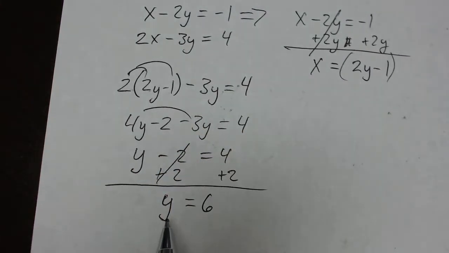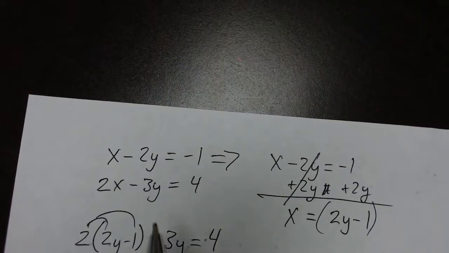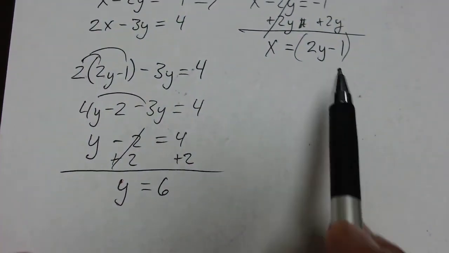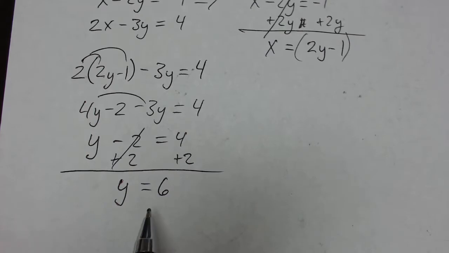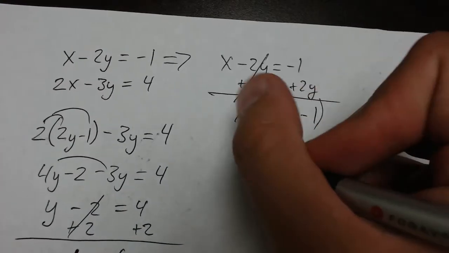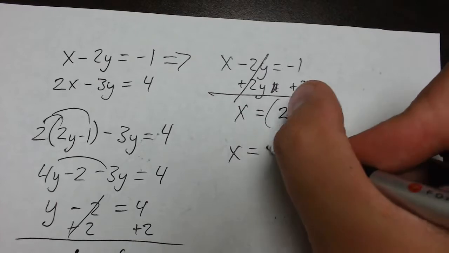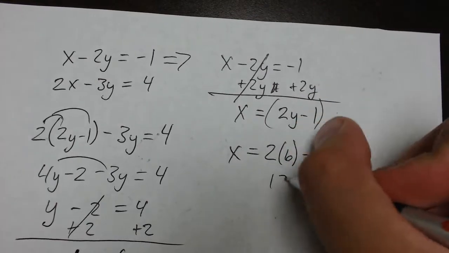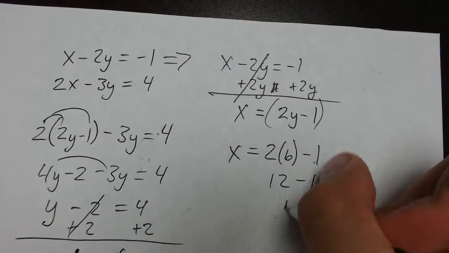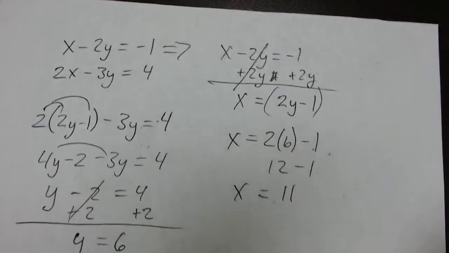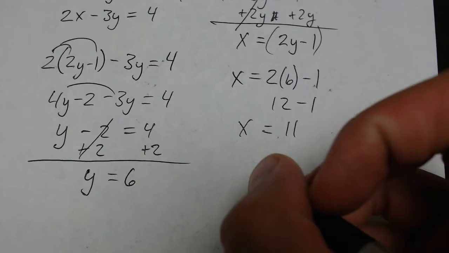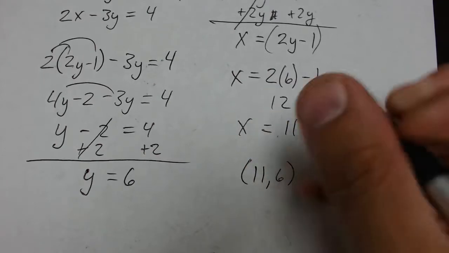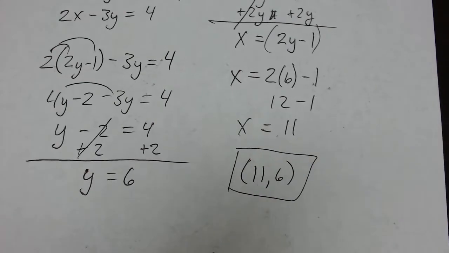Now I've solved for y. So I can take this value of y, and instead of having to go back up into one of these equations, I can actually plug this into this equation, and I'll still get a right answer. So I'll take this value of 6, and I'll rewrite that. So I can rewrite this as x equals 2 times 6 minus 1. 2 times 6 is 12. Minus 1 is 11. X equals 11. And then again, I write my answer as a coordinate point. So it'll be 11, comma 6. And that's my final answer.